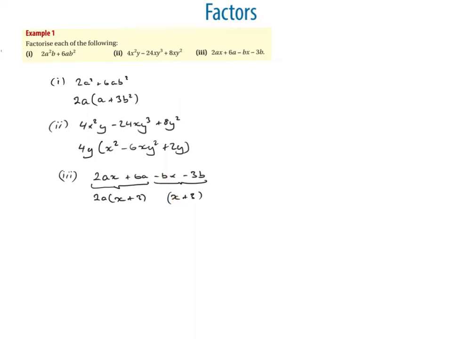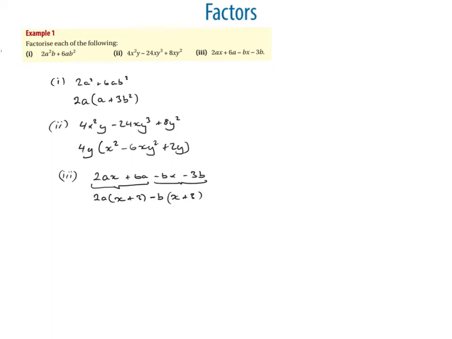So hopefully you can see here I have a look at the x, and in order to get to minus bx I need to multiply by minus b, so I'm just going to stick that in, minus b, great. And now I just double check to see if it works. So minus b by x gives you minus bx, minus b by positive 3 gives me minus 3b, perfect, it works. Now you can see I have two terms. I have this term here, 2a by x plus 3, and I have the second term, which is minus b by x plus 3. It has an x plus 3.